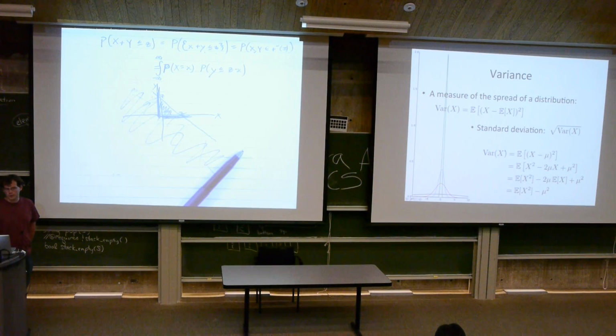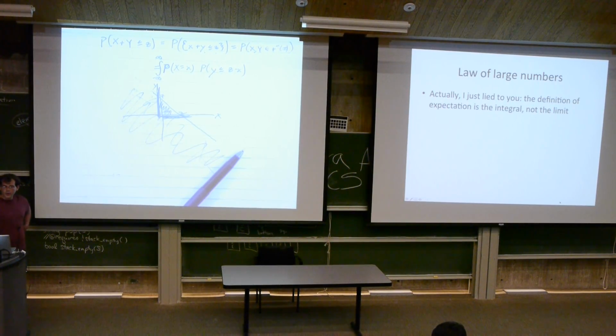And there's this nice little identity: you can write the variance that way, but if you just expand it out and use the linearity of the expectation, you get that the variance is equal to the expectation of x squared, which is called the second moment, minus the square of the mean, the first moment.